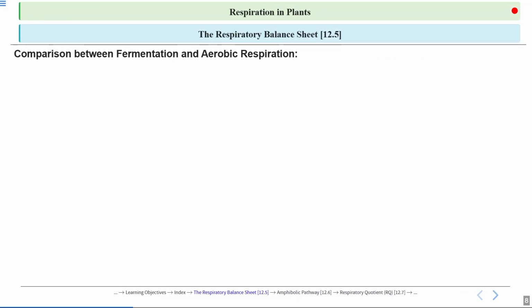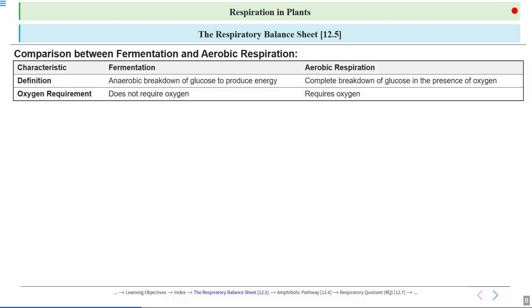Now let's make a comparison between fermentation and aerobic respiration. So first, if we look at the definition, fermentation is an anaerobic breakdown of glucose to produce energy. Much less energy is produced in fermentation, as we have seen, compared to aerobic respiration. It is just the 2 ATP molecules we get from glycolysis.